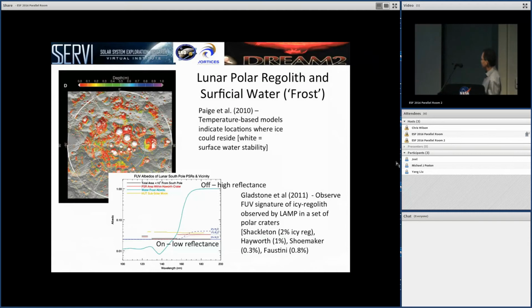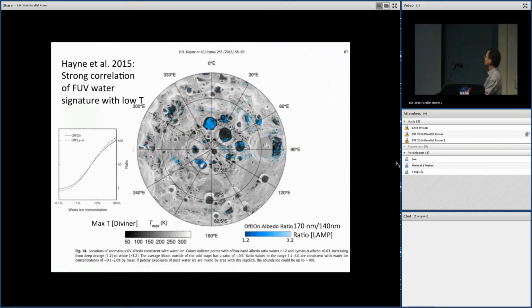So they've inferred that Shackleton might have 2% icy regolith, Haworth about 1% icy regolith. And this off to on band ratio, with bands of about 25 nanometers, centered around 170 nanometers for the off band, and about 140 nanometers for the on band, is now used as an index.